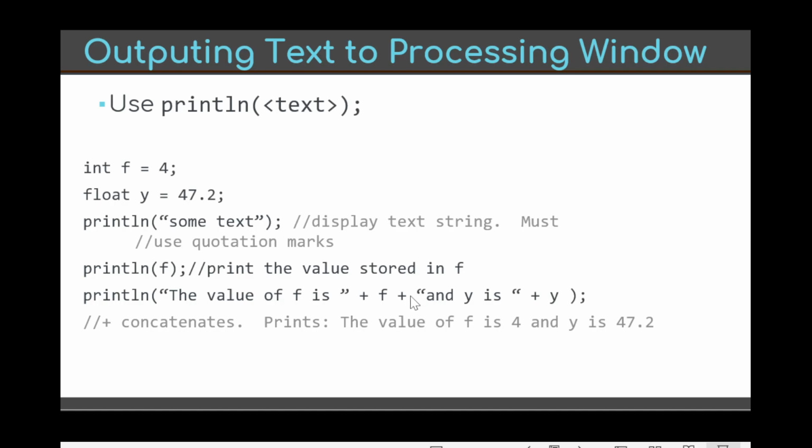And then after it makes this chunk, it'll look at the next addition. So, okay, everything that was here, the value of f is 4, it'll smush that together with " and y is ". So after you perform this plus, you'll have the value of f is 4 and y is, and then you'll have this last plus, which will smush the y on there as well. So you have the value of f is 4 and y is 7.2.